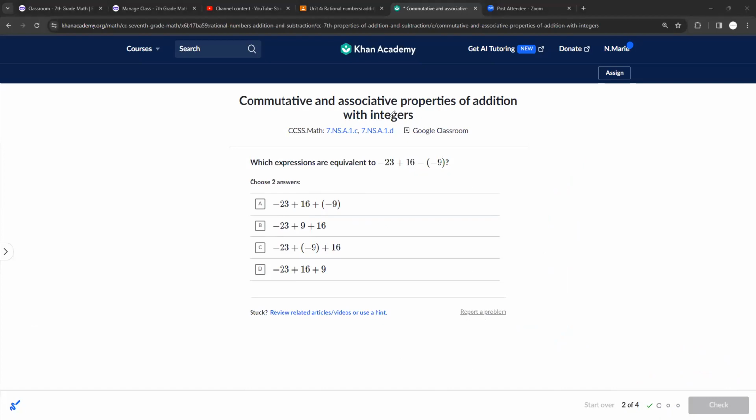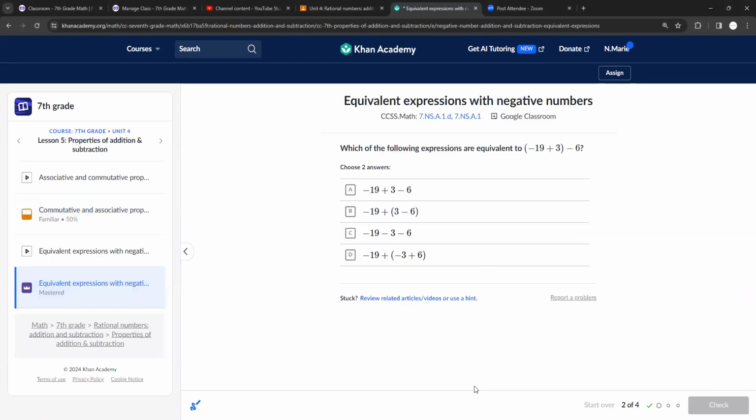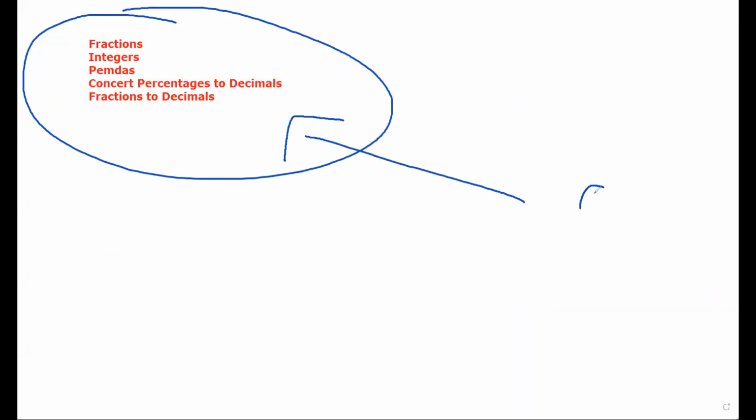It's great practice. For this one, I should have a negative 23, a 16, and a positive 9. So which of these get me that? Those are all negative 23s. That's a positive 16. Negative 9, that's not going to work. That would work. This one would work. So it's easy when you do it that way. Very simple. This is a pretty easy unit. As long as you work on these things, practice these individually, if you don't know how to do them.